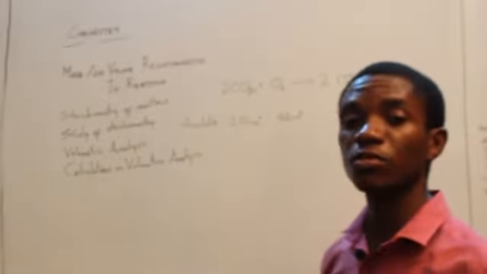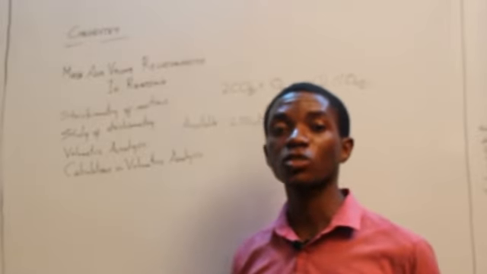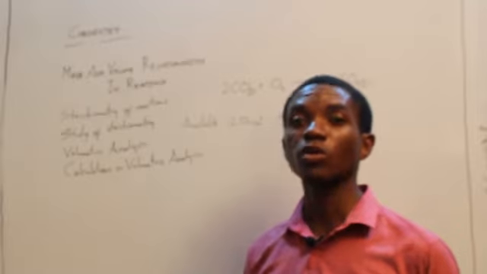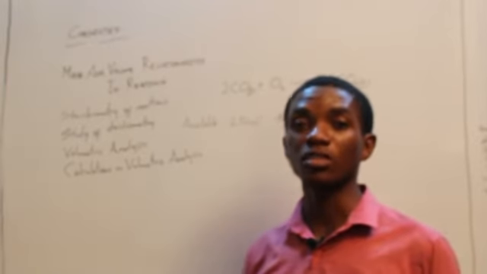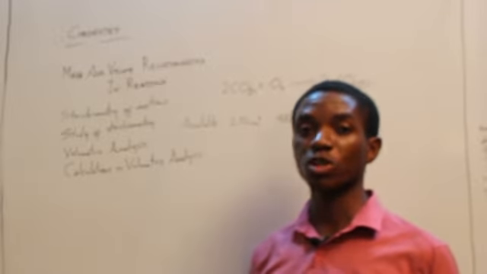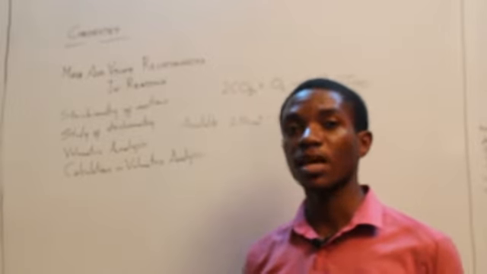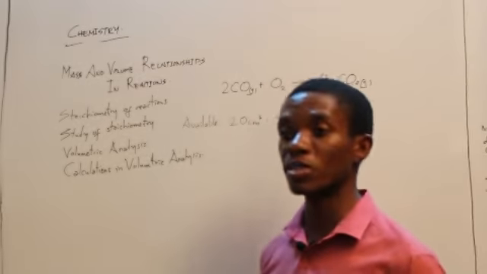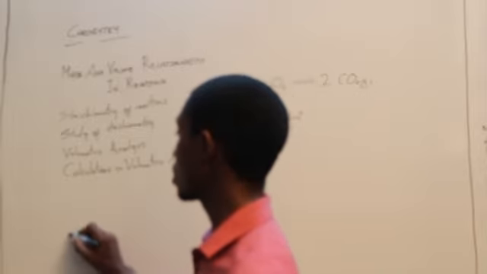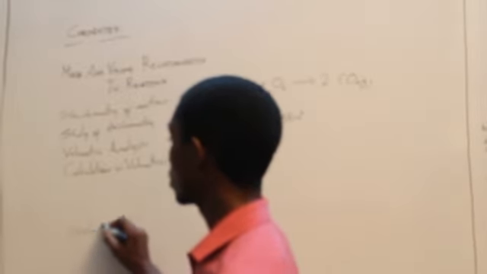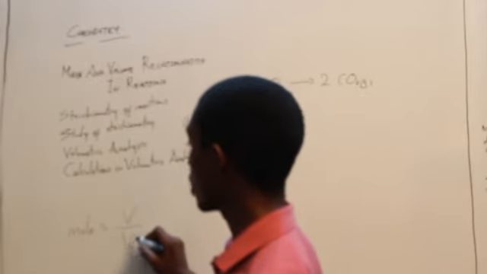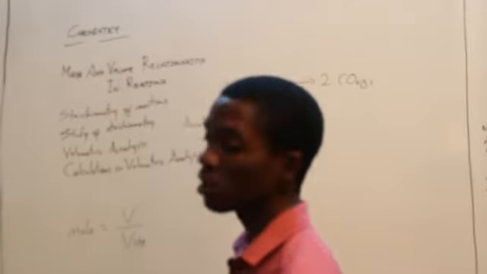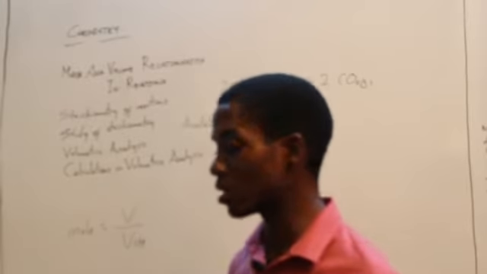Let's also consider the volumetric aspect, that is when we're taking note of volumes. When we're taking note of volumes, there's a direct relationship between mole and volume. The beautiful thing is that the relationship is established as the mole of a substance equals the volume of that substance divided by the volume at STP.